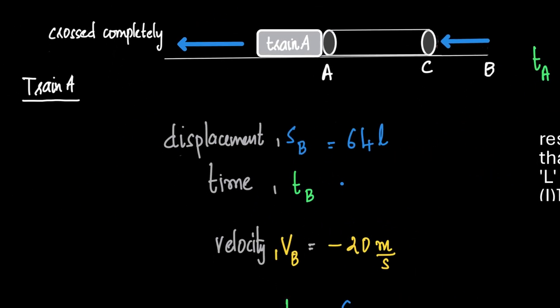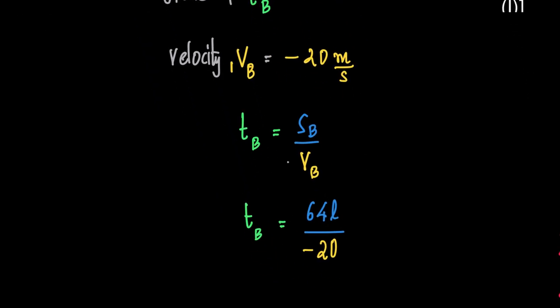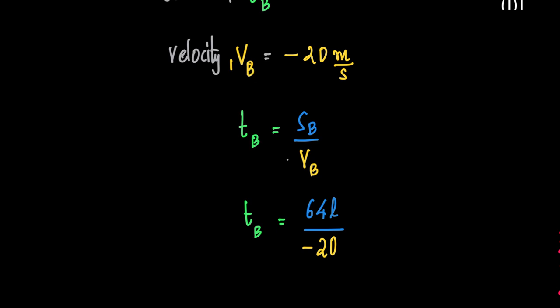Now, we again have displacement of train B as 64L, time taken by train B is TB, velocity is minus 20. How can you connect these three? It would be with the equation time is equal to displacement by velocity, and therefore TB is equal to 64L by minus 20.